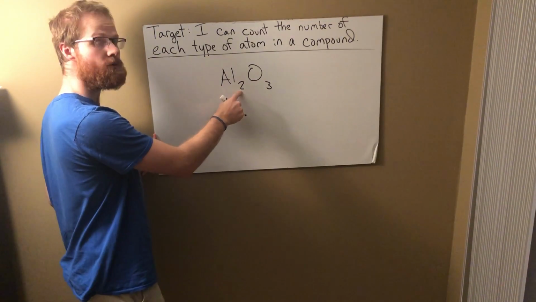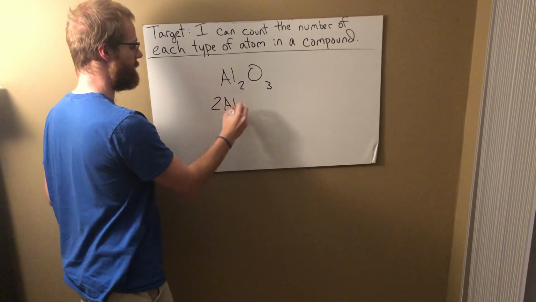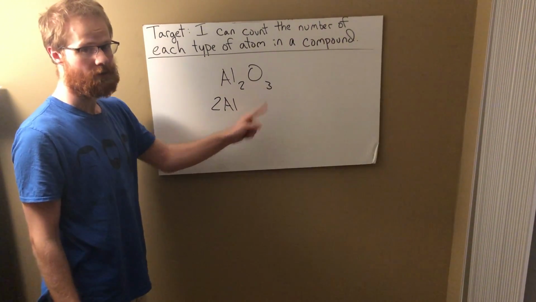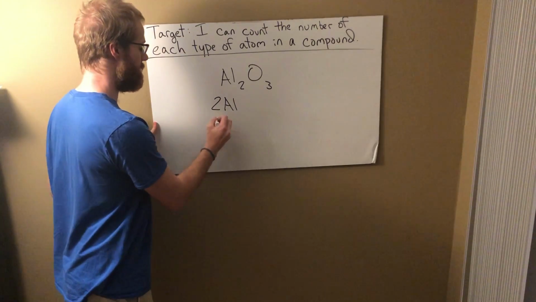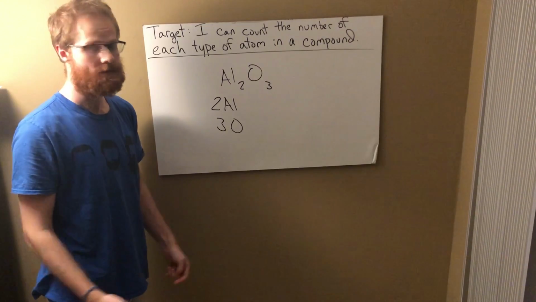Because there's a subscript 2 after the aluminum, there's 2 aluminum atoms. And because there's a subscript 3 after the oxygen, there are 3 oxygen atoms in aluminum oxide. Makes sense. Okay.